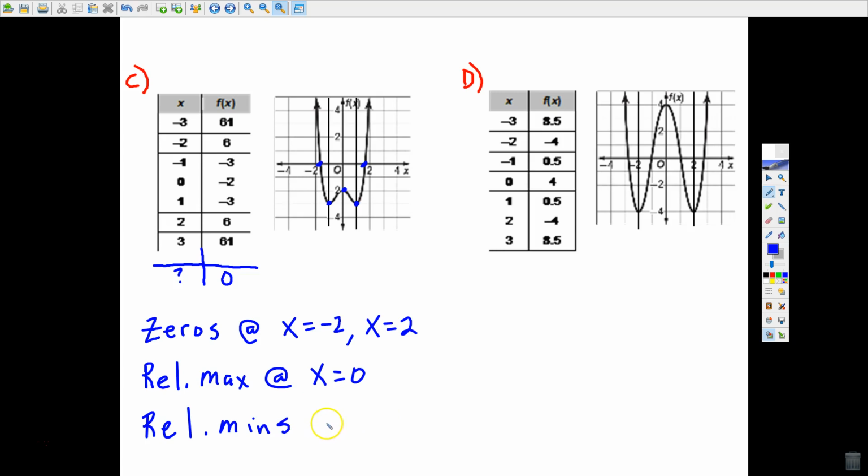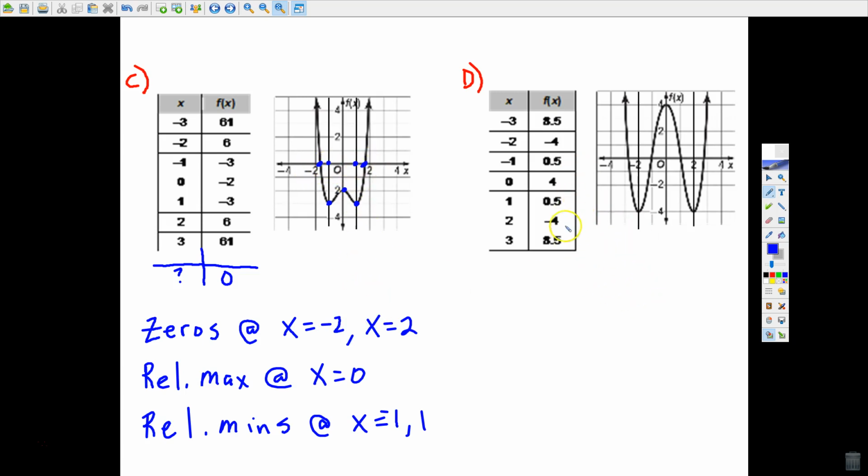I'll just say relative mins at x equals positive 1 and x equals negative 1. Okay, here's negative 1 and here's positive 1. So we could just put them in order, I guess, going from left to right. Relative minimums, there's 2 of them. There is one relative maximum. It's the higher of these 3 points. And then we have 2 zeros because we cross the x-axis in 2 different places.